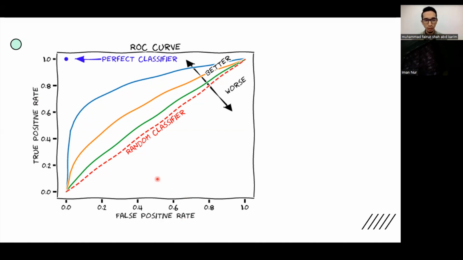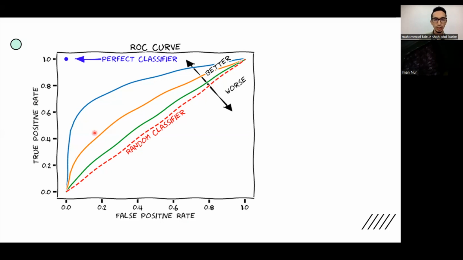Okay, so if you look at this graph here, if the test is like this line, the red line, that means the test is just about a random classifier. The test cannot tell you whether you have the disease or you don't have the disease. It is just like a basic test.